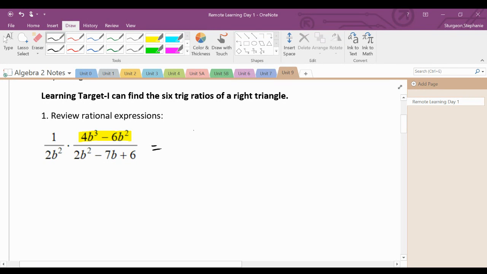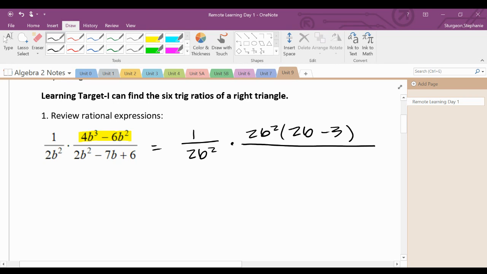I'm going to rewrite that first fraction because there's no factoring that needs to be done there. So 1 over 2b squared, and then times. Once I take out that greatest common factor, I notice that the biggest number that will divide evenly into 4b to the third and negative 6b squared is going to be 2b to the second. Okay, once I take that out, I should be left with 2b minus 3.